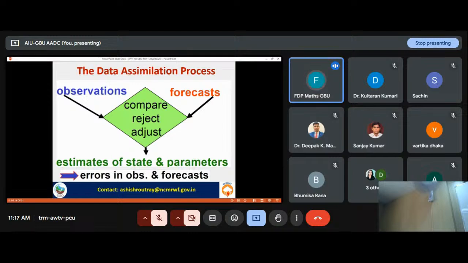Before rejecting, I'm thinking, because I spent a lot of money to get this observation. I cannot reject. So I have to think about it. So adjust. How will you adjust it? A lot of mathematics is used. A lot of algorithm is used. A lot of thinking is used. How to compare, adjust. That is a really complex thing.